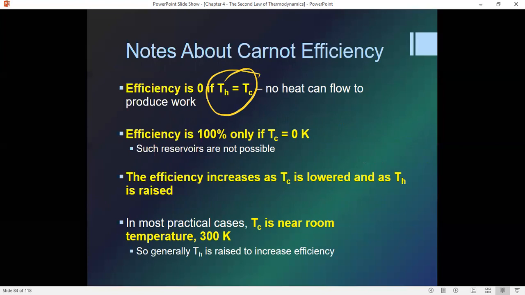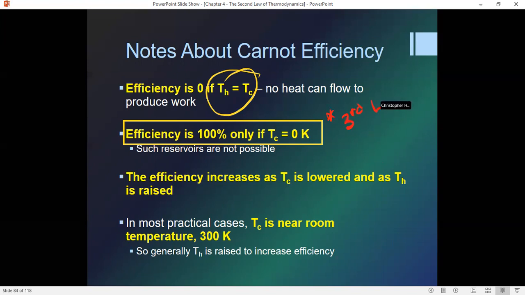And efficiency is 100% if the cold reservoir is at 0 degrees Kelvin, okay? But as we stated before, there's a problem with that. The third law of thermodynamics says, no, can't do that.